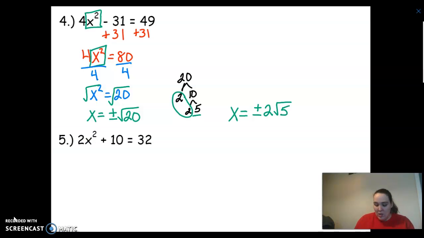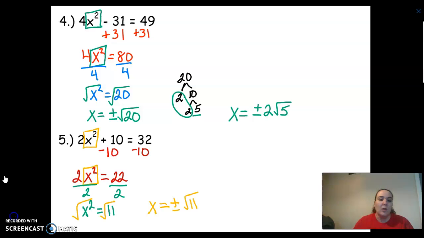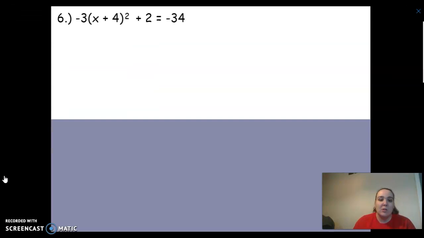Alright? Here's another example for you. I want you to give it a try. Alright, there it is, worked out for you. So, you will stop on this question at your x equals plus or minus square root of 11. You cannot go any further than that. 11 does not break down. Got a few more examples I'm going to do with you here today.